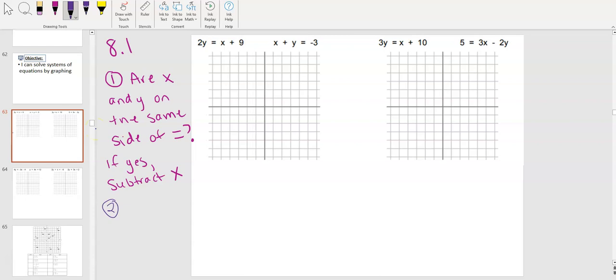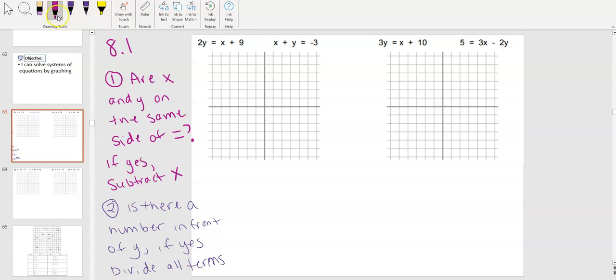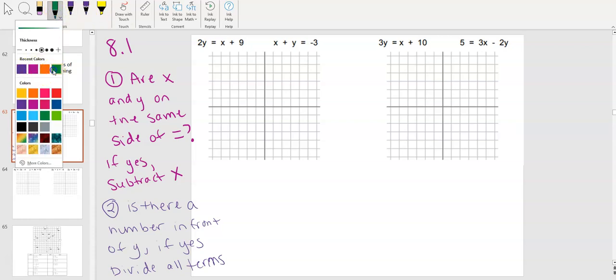The second question is, is there a number in front of Y? If yes, divide all terms. And this probably doesn't make sense to you yet, so let's do an example and I'll show you what I mean, okay? Let's do this one.